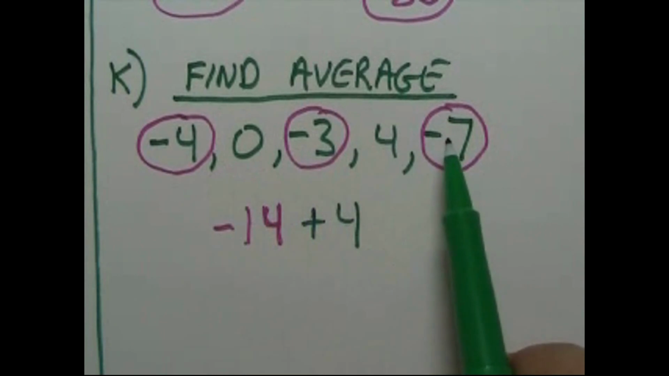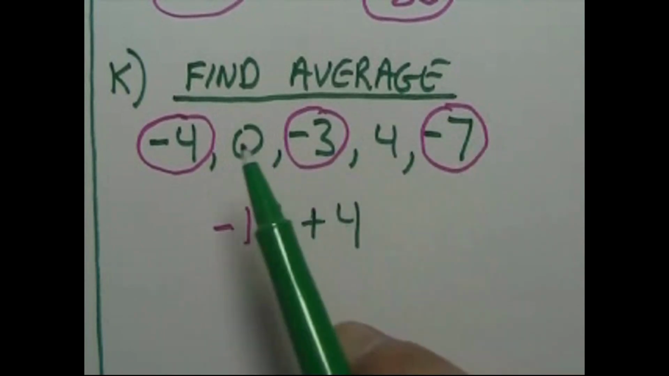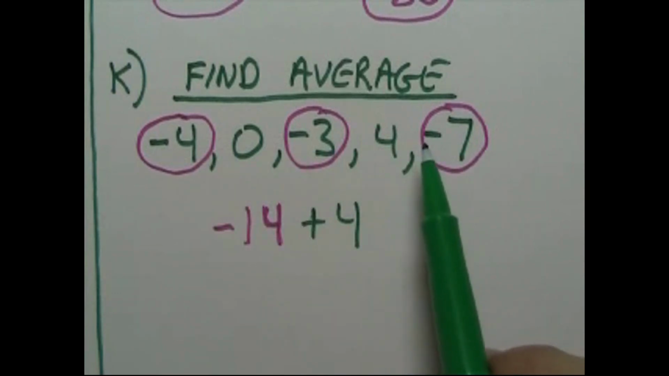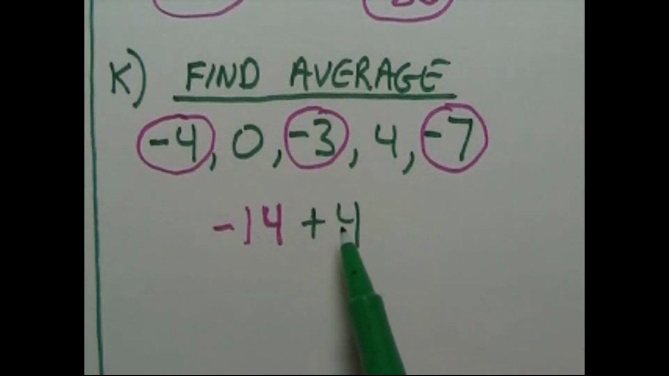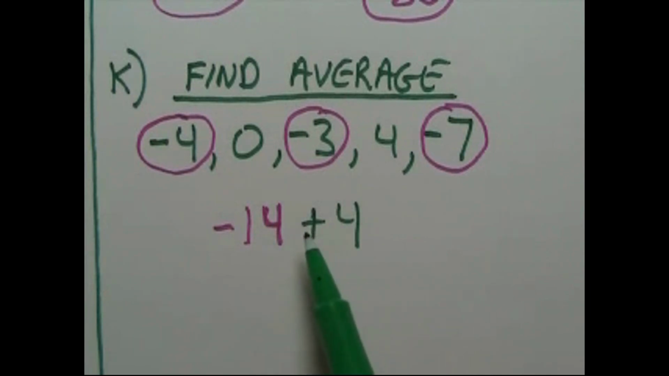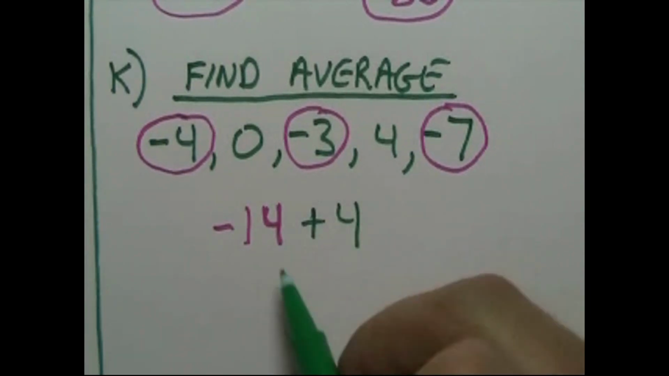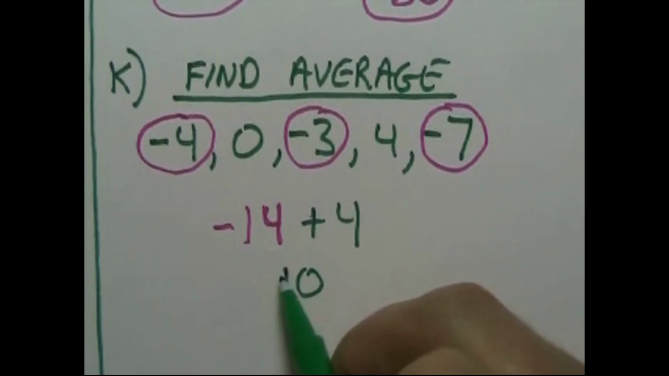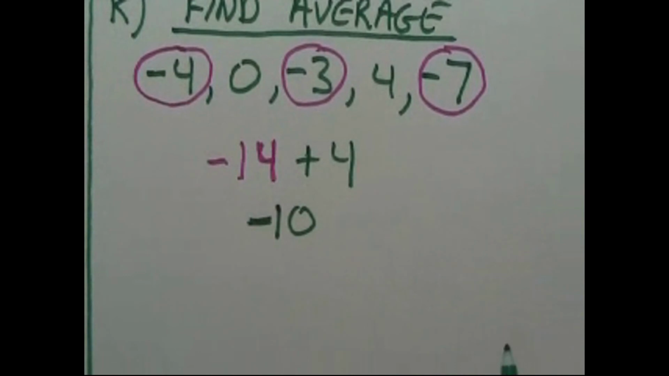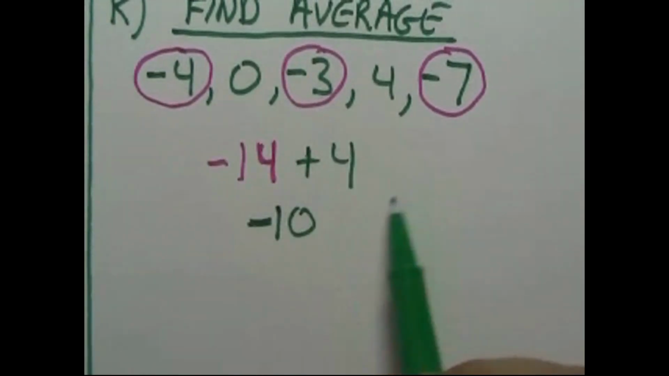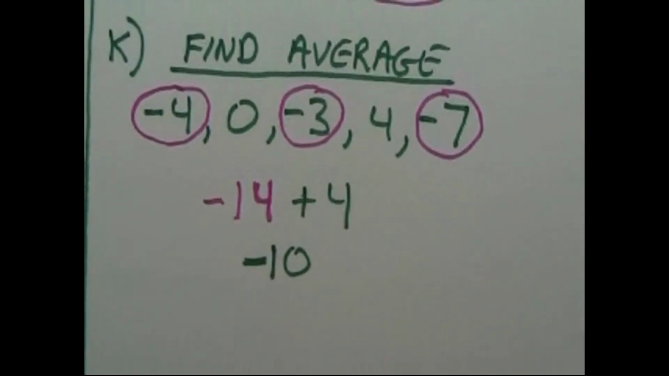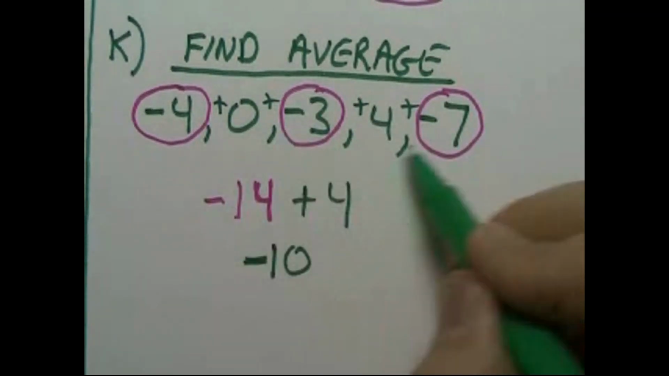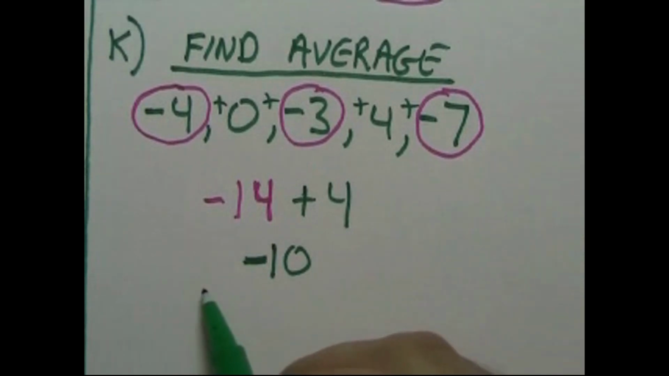Because I have to add all these up and then divide by 5, because there are 5 numbers: 1, 2, 3, 4, 5. Total them and divide by 5. So negative 14 and 4, they're different signs, so I subtract. 14 take away 4 is 10. And there's more negative, so negative 10. That's our total, adding all those up. And if you wanted to, you could have just put pluses in there and added it all up. So that's our total.